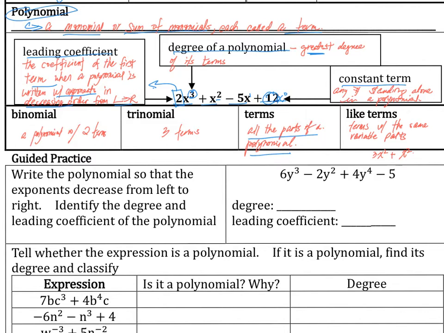Let's look at a few more vocab terms. Binomial: bi means 2, so it's a polynomial with 2 terms. Trinomial: tri means 3, so a polynomial with 3 terms. I already talked about terms, and like terms are just terms with the same variable parts, such as here, 3x squared plus x squared. So the same variable part will be just x squared.